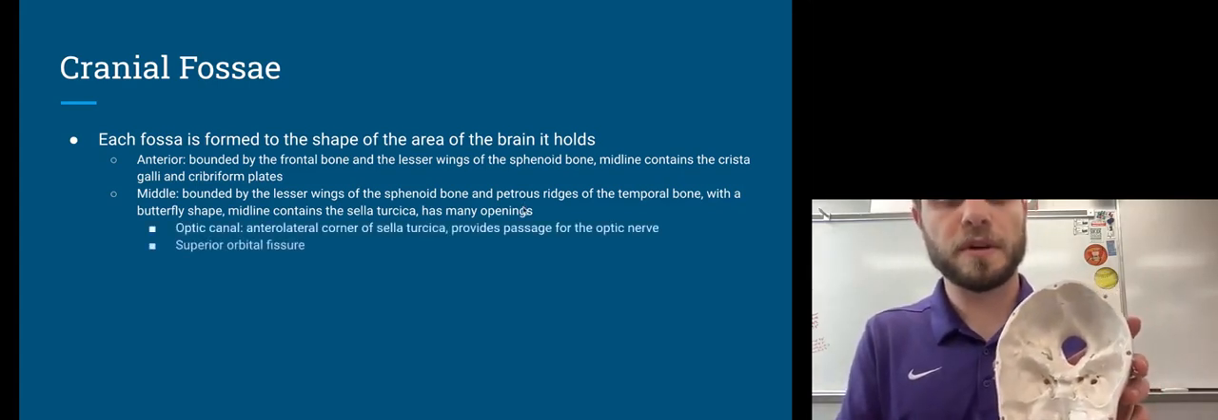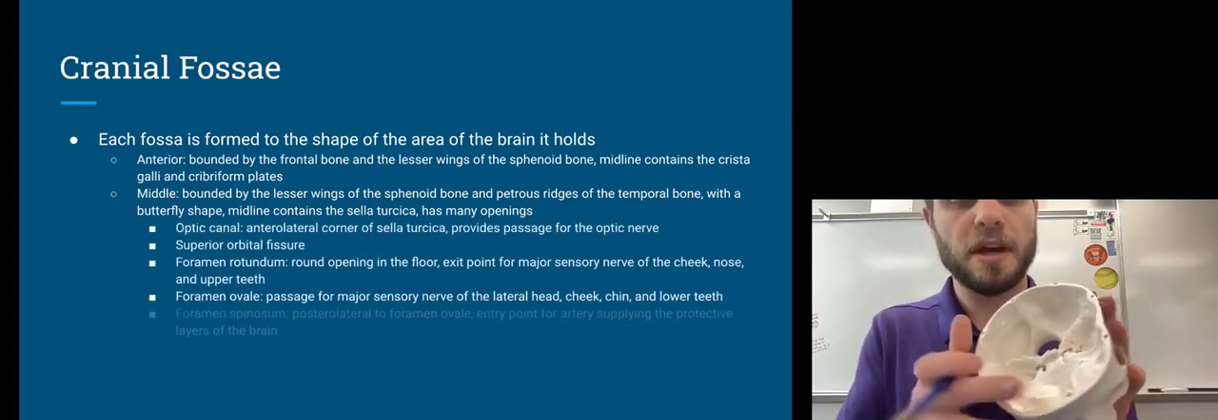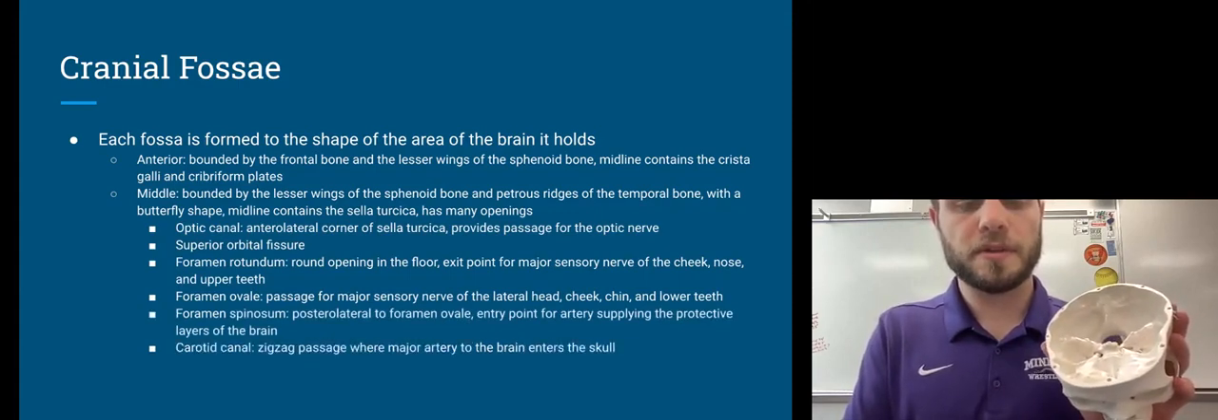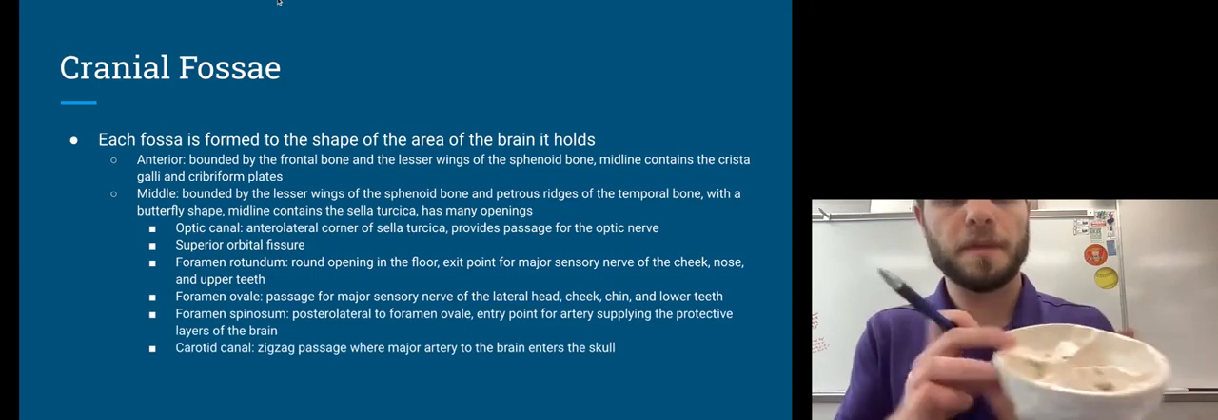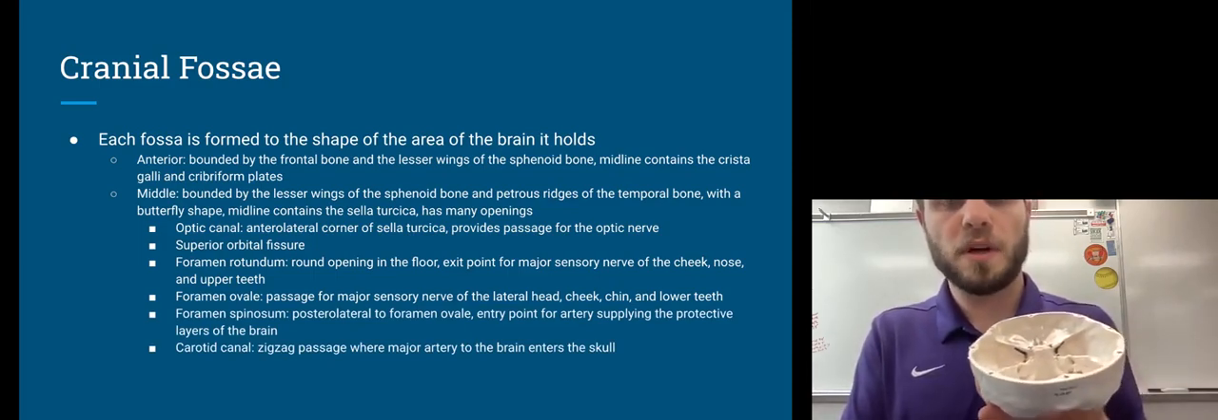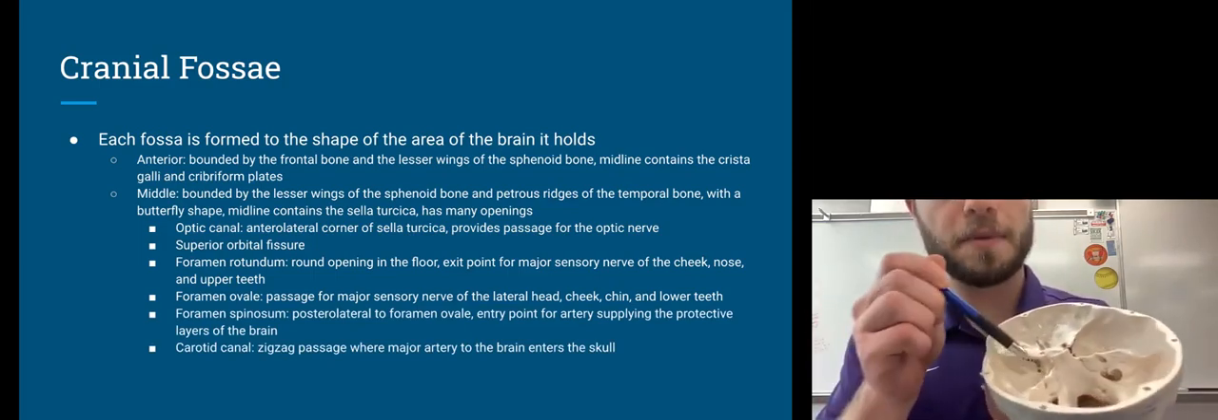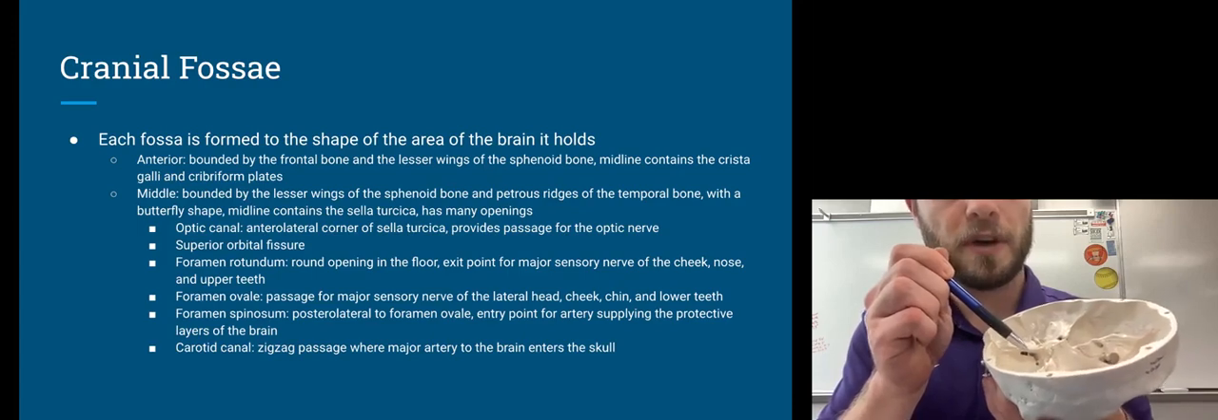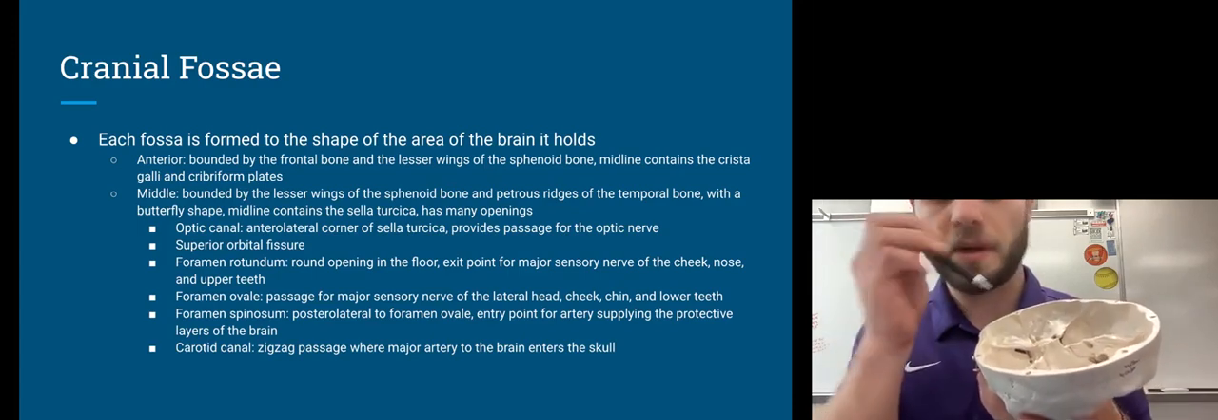Oh, sorry, I forgot I was going to mention some of these. Here are a few of them. I'll just throw them all on right now. There we go. Okay. So you have some different ones. You have the optic canal. I'm not going to be able to do a very good job of showing you these here.